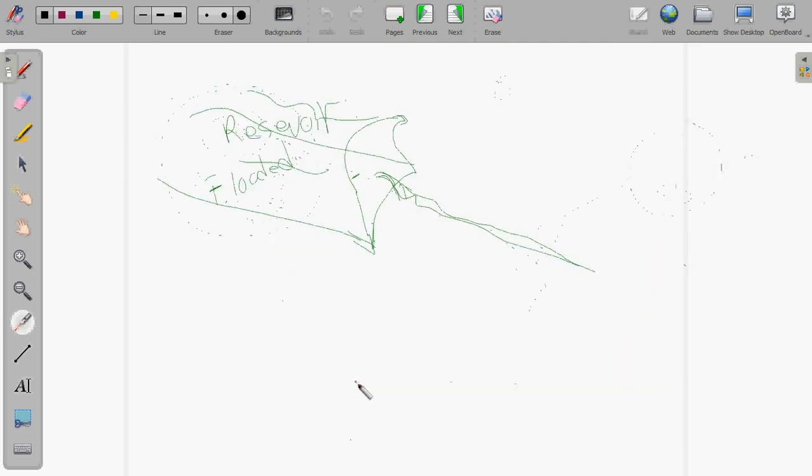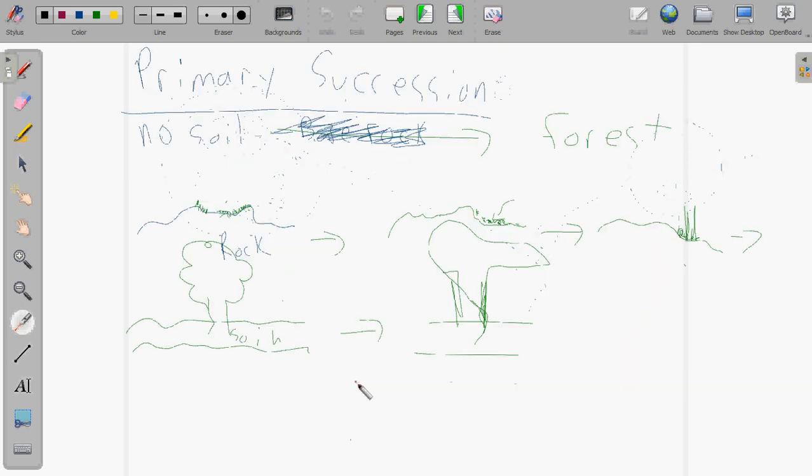All right, so primary succession is when there is no soil. And so first, you're going to have some mosses and some lichens. They're going to secrete some acids that kind of break down the rock. And then as the lichens live and die and the rocks break down, you're going to start getting a little bit of soil. Then you might get some grasses.